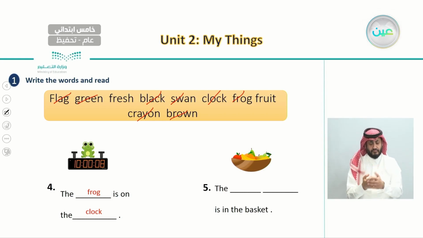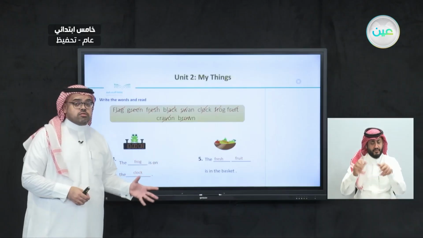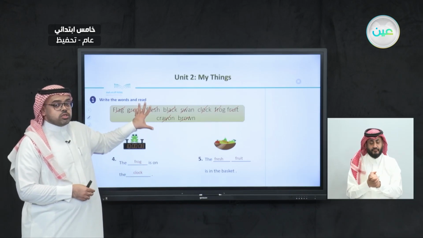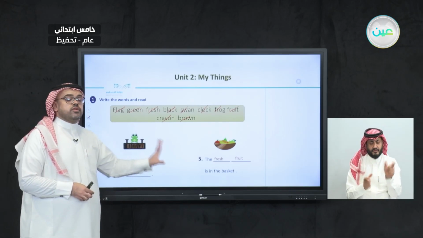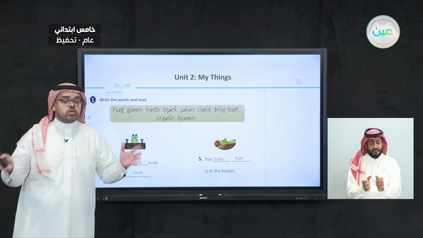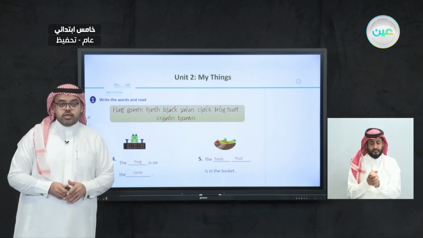Two words. The first one is, here we have a fruit in a basket. Fruit in a basket. So we can say the fresh fruit is in the basket. The fresh fruit is in the basket. Very good. So this is how we answered this exercise, by reading the words here and using what is appropriate or what is suitable to finish and fill in these words so we can form one sentence.